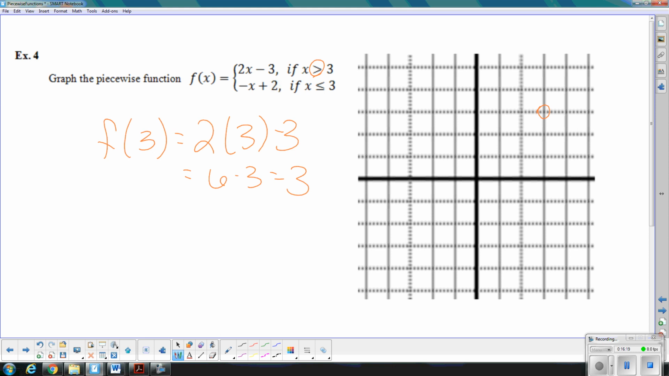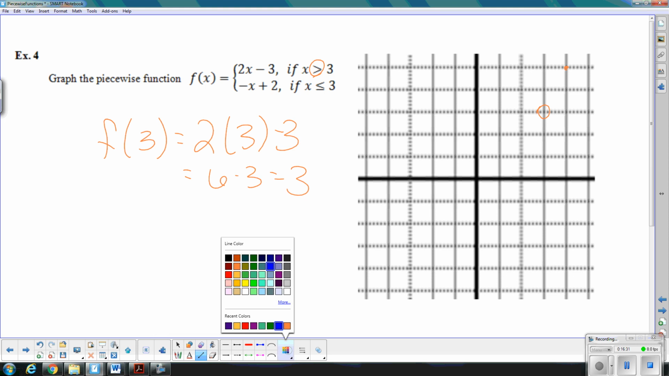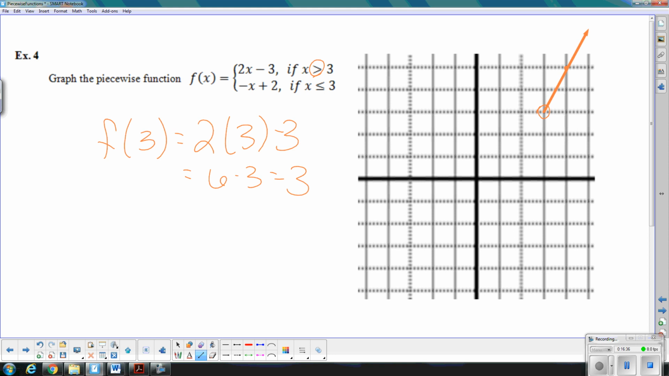So we can use the slope to continue this graph. Our slope is 2, so we go up 2 over 1. That's another point, and we're going to draw this line. And it's going to continue always as x is larger than 3.